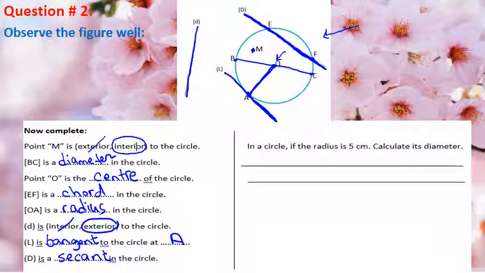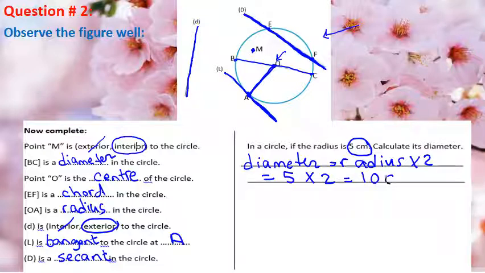Now, if we are given any circle, the length of the radius is 5 centimeters. We should calculate the diameter of this circle. We have a rule, and we all know that the diameter in the circle is equal to the radius times 2. The radius is 5, so we multiply 5 by 2. If the radius is 5, the diameter of this circle will be 10 centimeters.